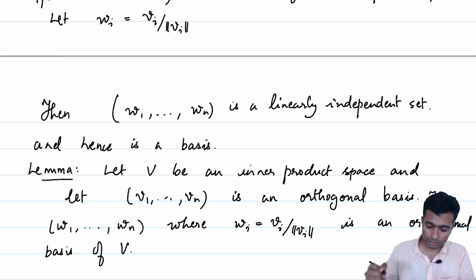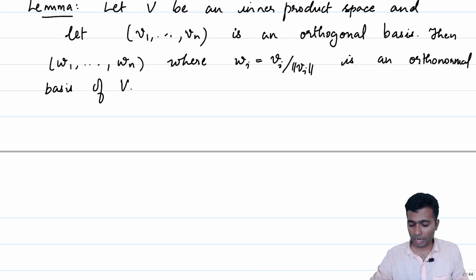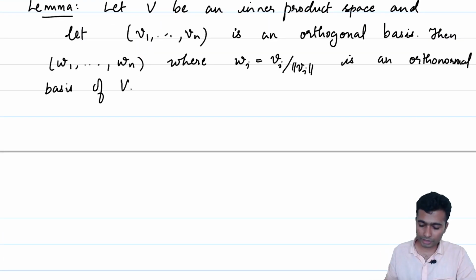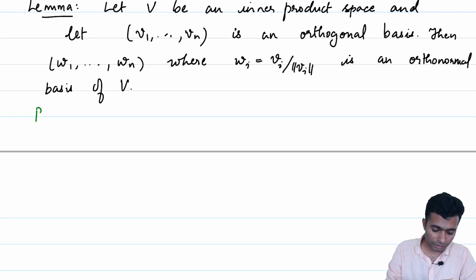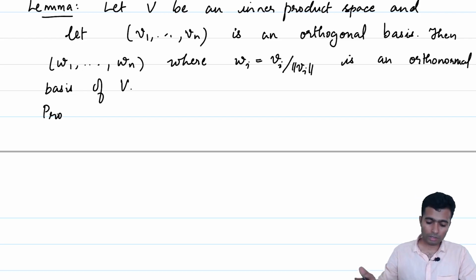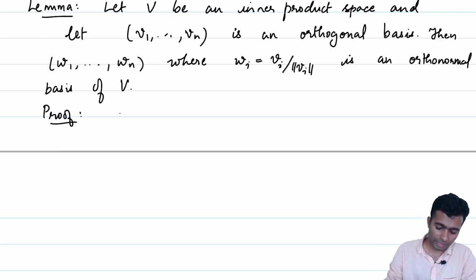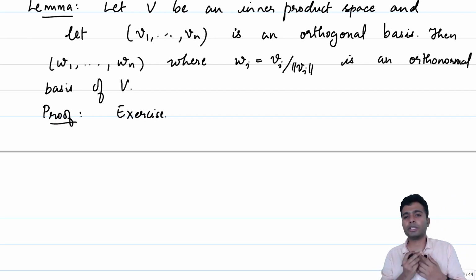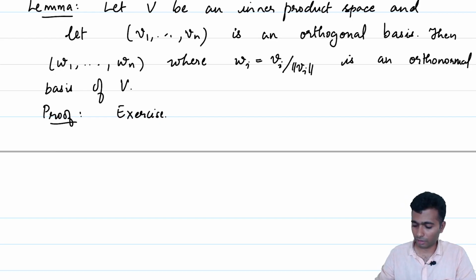So, yes, this will certainly be a basis, and I will leave it as an exercise for you to check that. The proof is finally just a small exercise to check that if v1, v2 up to vn is a collection which is orthogonal, then w1 to wn, which is obtained by normalizing vi, will also be a collection which is orthogonal. So, I will leave that as an exercise for you. You just have to use the linearity property of our inner product.